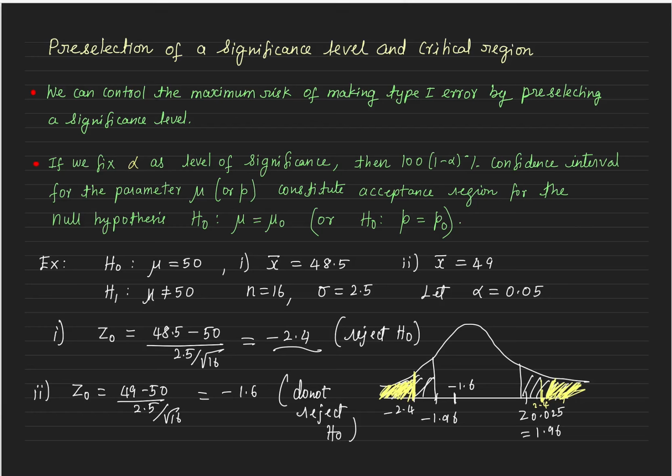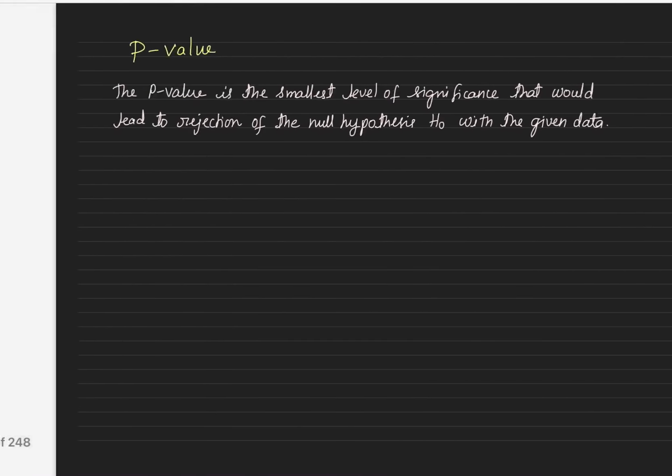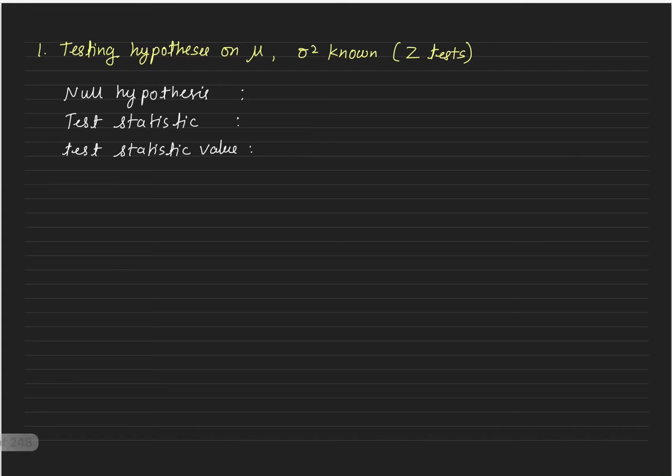You got this, right? This is a p-value. Now, in this case, p-value is this area. If I draw the picture, okay, I take some other color. This is 1 minus 1.6 is 1.6. P-value is the area shaded in pink when z naught is equal to minus 1.6. Okay, hope you understood this.